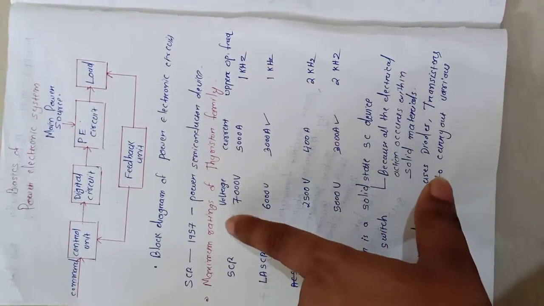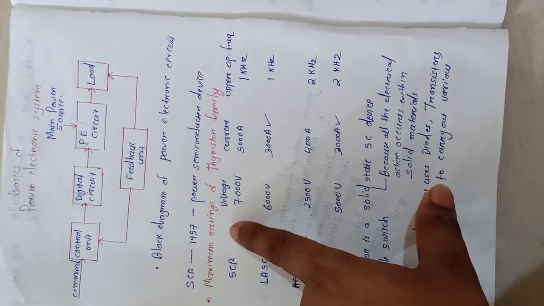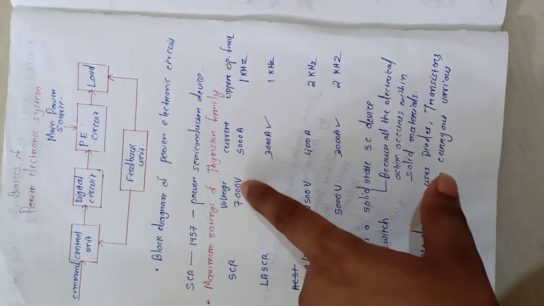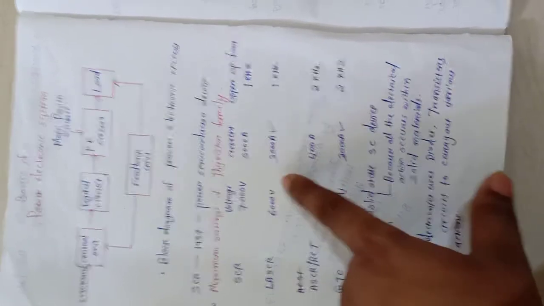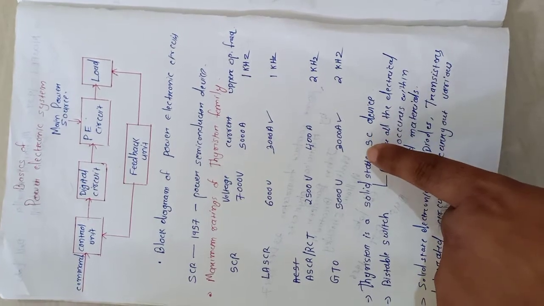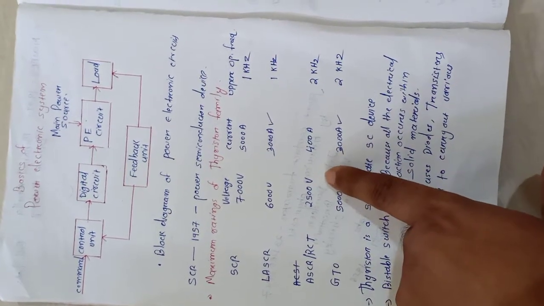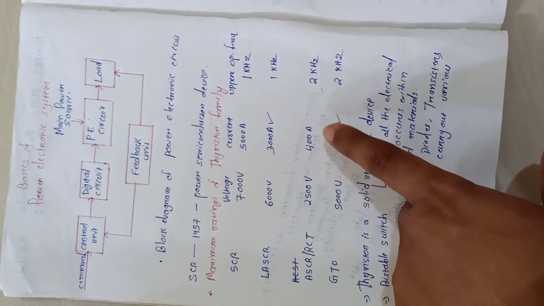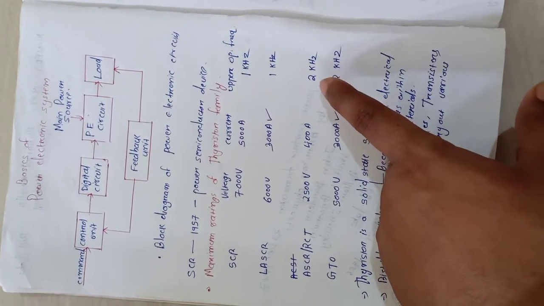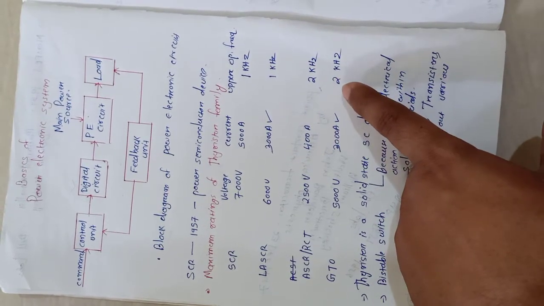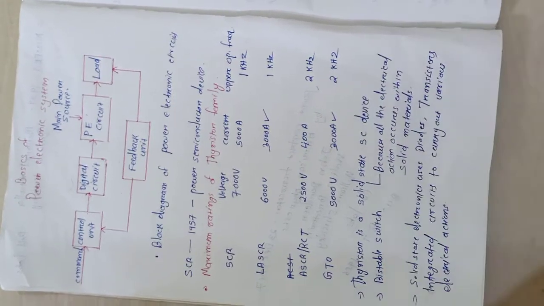So as you can see, an SCR has a high voltage rating and current rating, that is in the range of 7000 volt and 5000 amperes. And as I have said earlier, a thyristor can operate at a frequency level greater than 1 kilohertz. So you can see here the higher operating frequency is 2 kilohertz, and for GTO also 2 kilohertz.